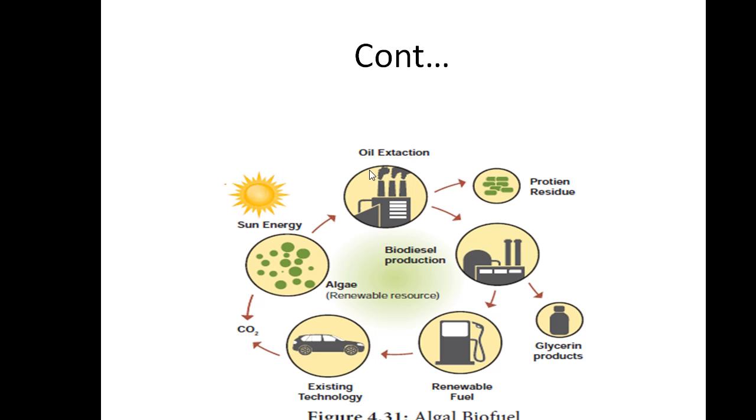This is a diagrammatic representation of algae biofuel. This is algae using sun energy. From them they take oil, through oil extraction, and protein residues remain. The algae oil is also used for biodiesel production. A glycerin product is there, and renewable fuel is there, and it is used for the existing carbon dioxide energy. That's all.